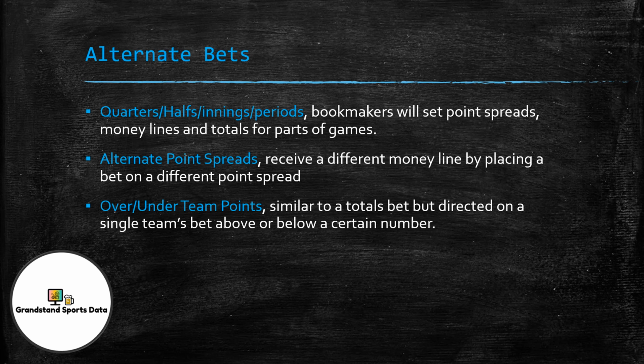Finally, over-under team points. This is also a popular bet. This is similar to a totals bet, but directed on a single team's points, above or below a certain number. So you could bet on Sunday when the Green Bay Packers play whoever they play, if their total is set at 20 and a half points, you could bet either above that or below that.